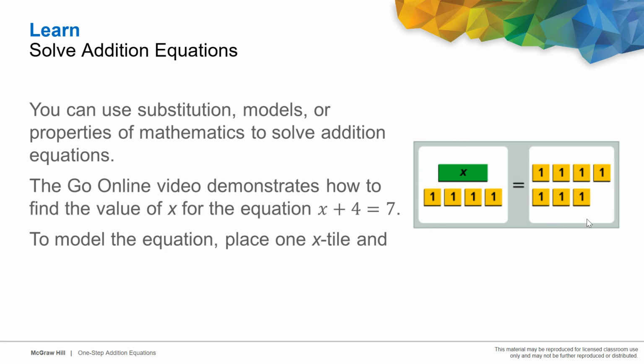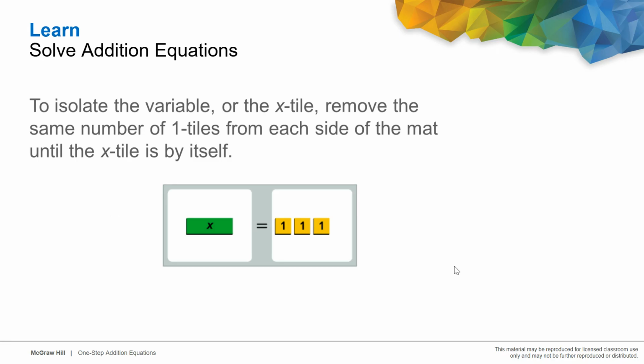And you can do this with tiles over here. So if we have x plus 4 equals 7, it would look like this in tile form. We have 1x plus 4 equals, and then we've got 7 little tiles here. All right, so then what we do is you isolate the variable by removing the same number of tiles from each side. So originally, remember, there were 4 ones here, and there were 7 ones over here.